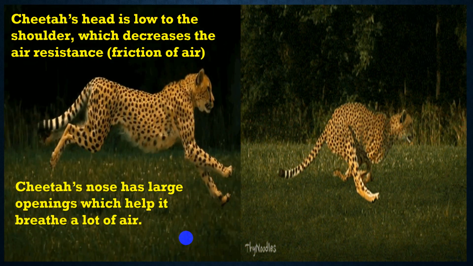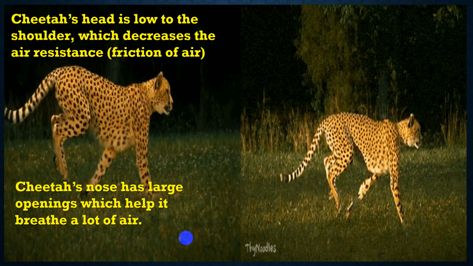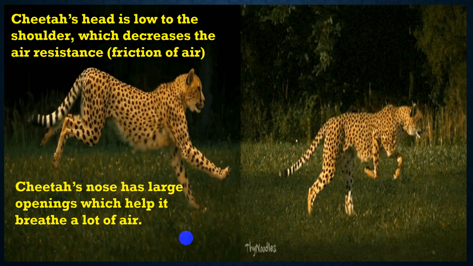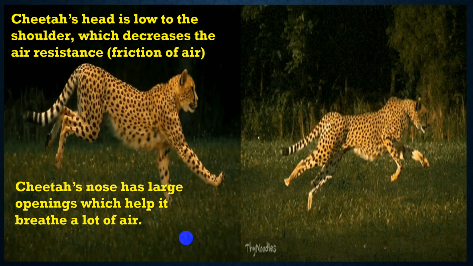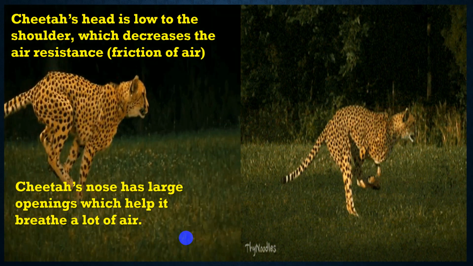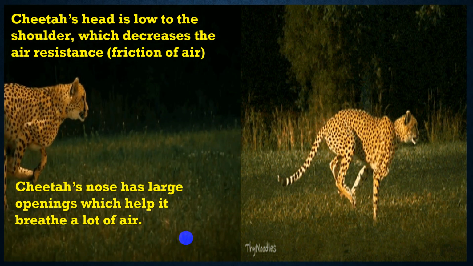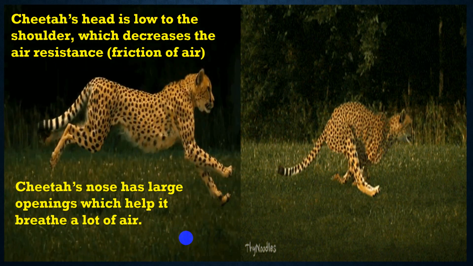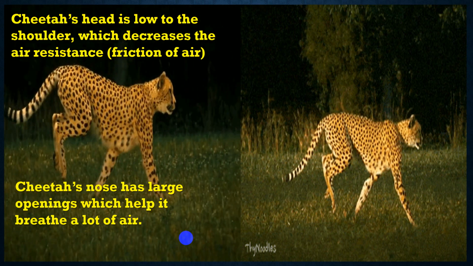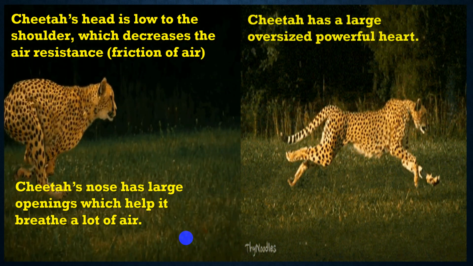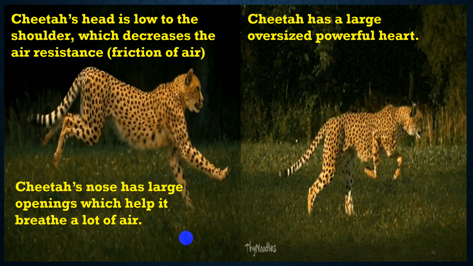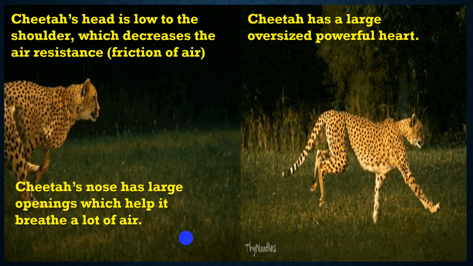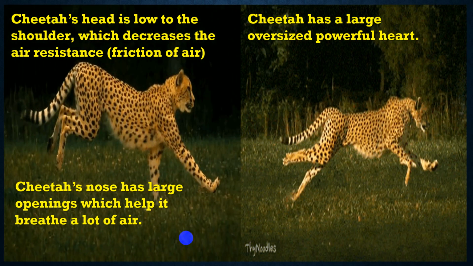Number two, the cheetah's nose. The cheetah's nose has a large opening, which helps it breathe a lot of air. Try to run very fast and you would notice yourself doing a lot of breathing, many times. To overcome this, the cheetah's nose has a large opening which helps it breathe a lot of air. Number three, the cheetah has a large, oversized, powerful heart that pumps the blood all over the body very fast.